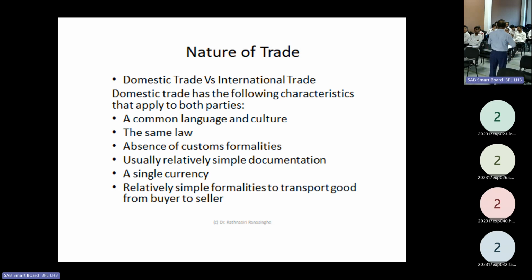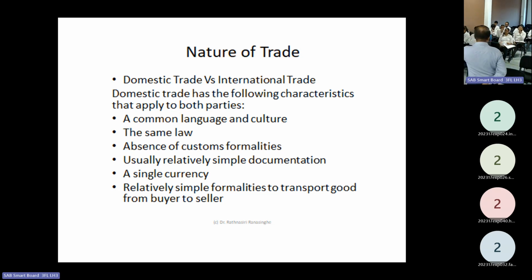So within the geographical area, the same law is applicable. There is no big difference, no confusion about the rules and regulations. And also the currency, we use the domestic currency. Likewise, you can identify the nature of the trade when you compare with international trade. Basically, a common language, and there is no cultural difference, it is the same.